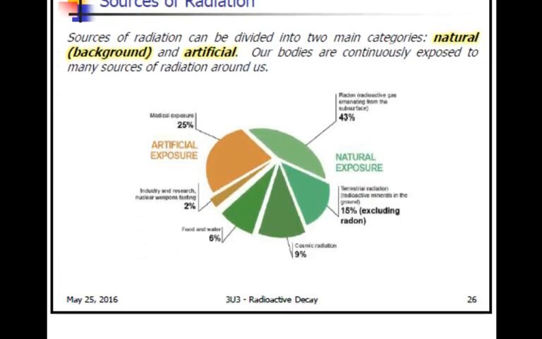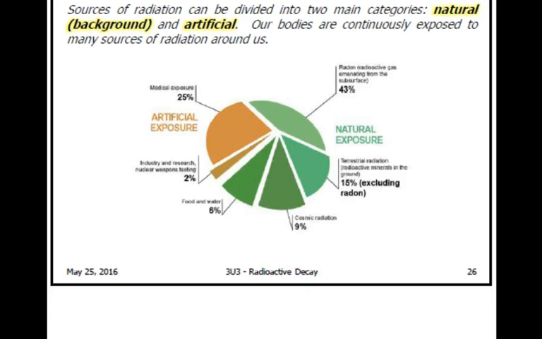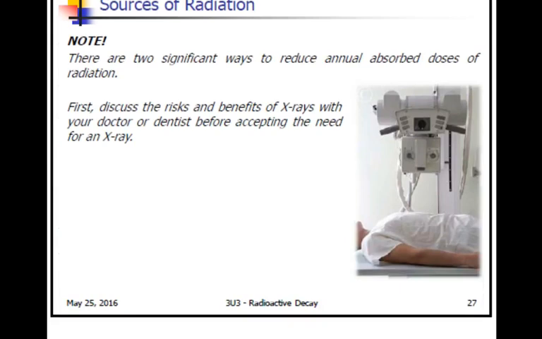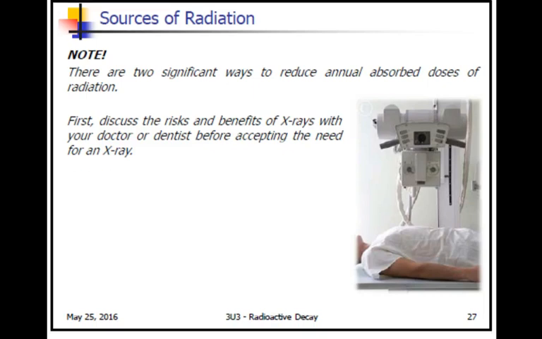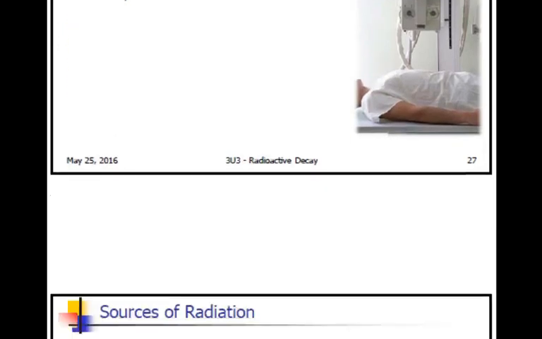Sources of radiation can be divided into two main categories. We have natural or background radiation, and we have artificial radiation. Our bodies are continuously exposed to many sources of radiation around us. And you can read that on your own there. It's a list of different types of radiation that we're exposed to. You probably want to reduce the amount of radiation that you're exposed to keep you healthy. This is why you shouldn't take too many x-rays, or definitely not take unnecessary x-rays. So that's why you're always asked your consent before taking an x-ray.